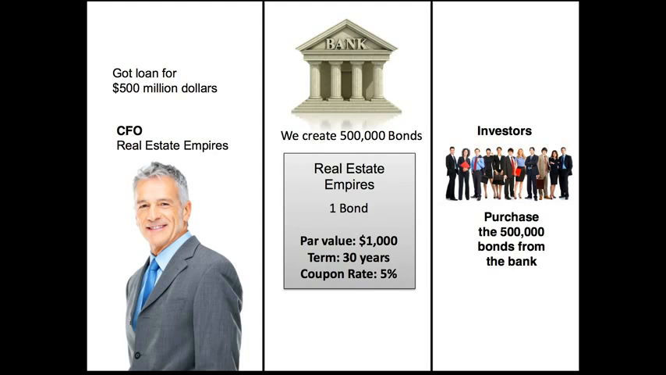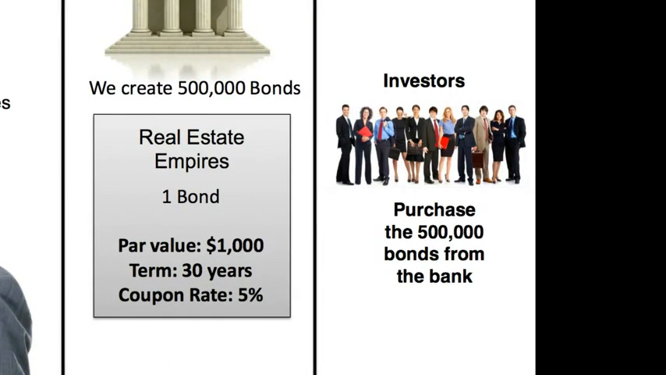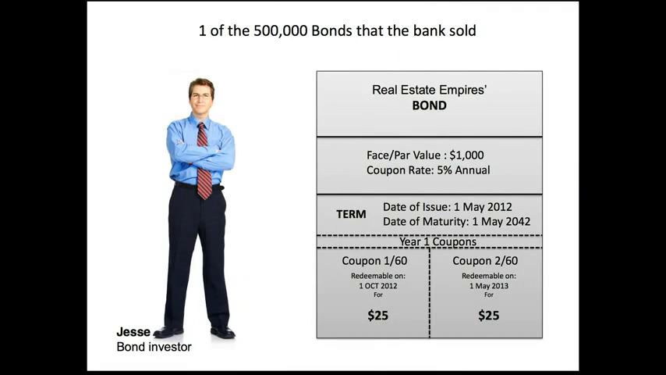So what I'm going to do is look at the bonds from the investor standpoint. As we look at these people over on the right-hand side of the screen, let's take one of these individuals, and look at one of their bonds more in depth. Here's one of the 500,000 bonds that the bank sold, and it went to this investor named Jesse.